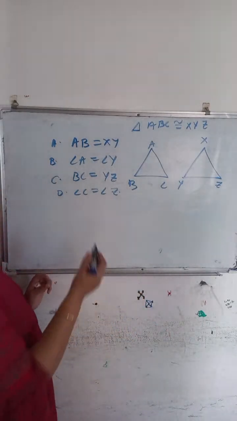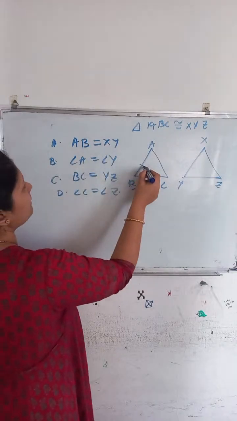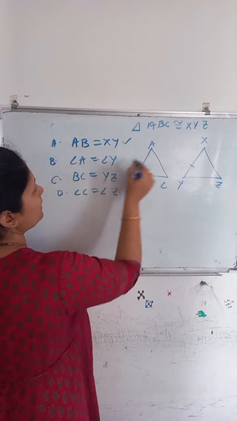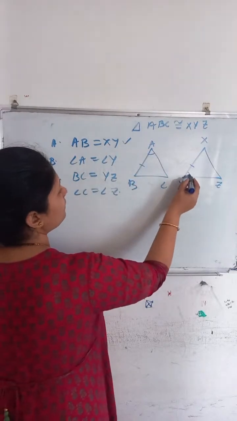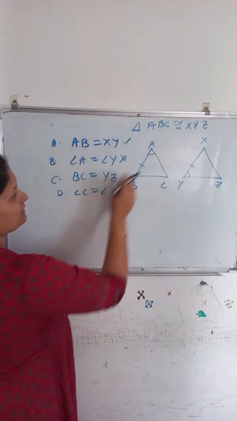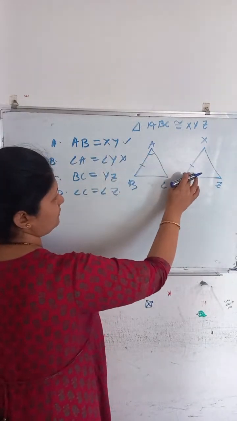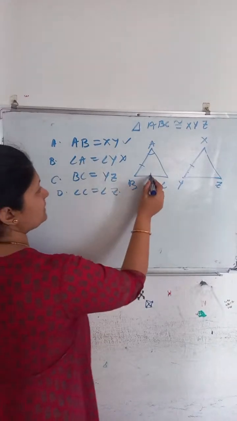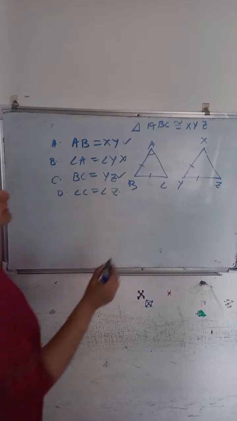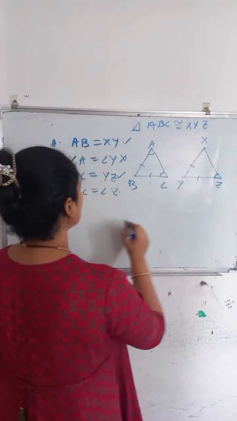Okay. So first they are saying this AB is equal to XY. This is correct. Then angle A is equal to angle Y. This is not correct. This A is similar with X, not this. Now BC is equal to YZ. That is also correct. Then angle C and angle Z are also correct.